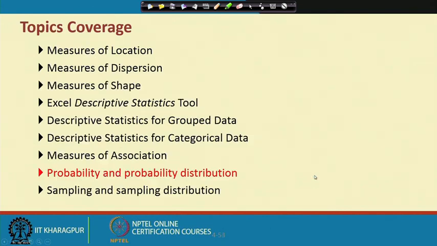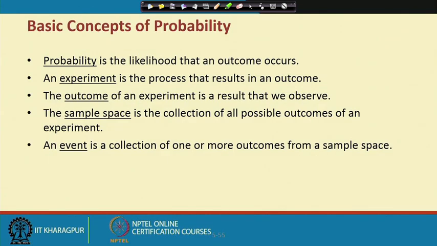Now with this we move to the concept called probability. Probability can be defined in many different ways. It is the likelihood that an outcome can occur. Sometimes it is called chance of occurrence or chance of belief. All these represent the concept of probability. An experiment is a process that results in an outcome. The outcome of an experiment is a result that we observe.